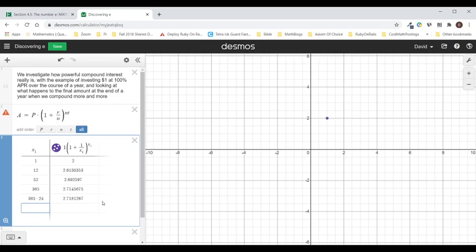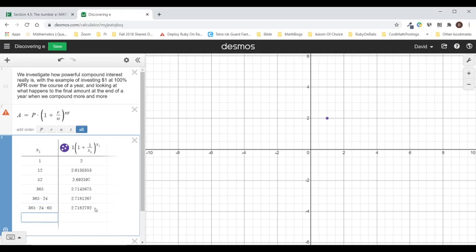What if I wanted, instead of every hour, every minute? So this is going to be 365 times 24 times 60. It's not getting a whole lot better. In fact, though, you can see that the more I compound, the closer I'm getting to some number. Now let's see, that was every minute, right? What about every second? 365 times 24 times 60 times 60. That's not a whole lot better. But you can see that the amount we're getting is getting very, very close to something.